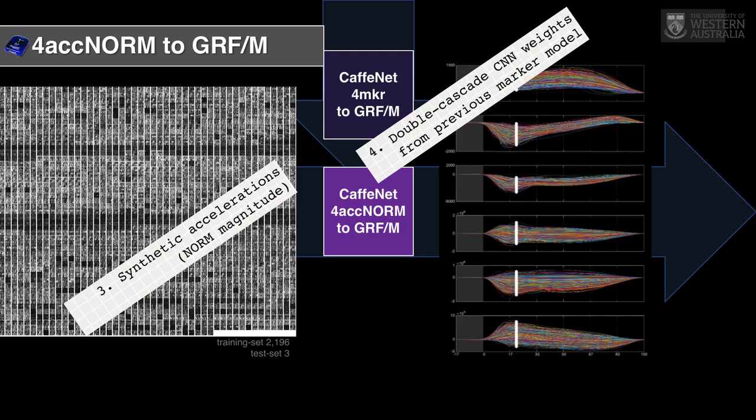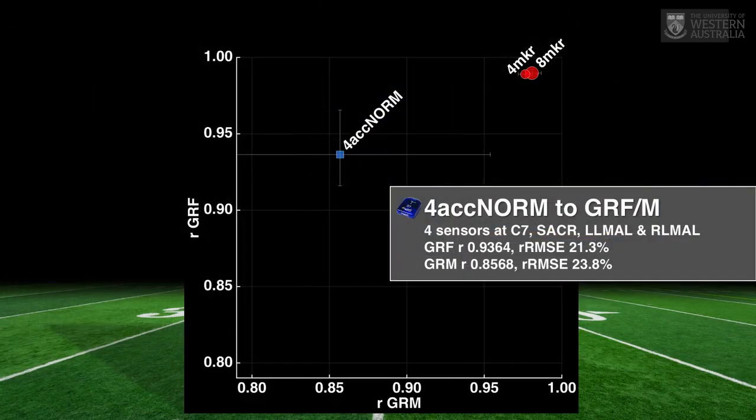So let's have a look at this norm model. Well, it does achieve greater than 0.85 for moments and over 0.93 for forces, but notice the error bars, and particularly that they're much wider for moments. Perhaps are we throwing away too much information by combining the three dimensions into magnitude only of acceleration? Could we improve the accuracy and reduce the error if we find a way to retain some or all of that directional information?